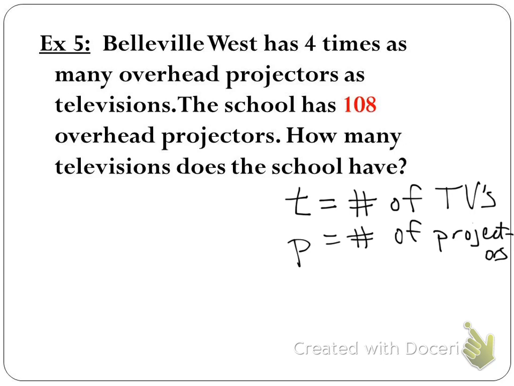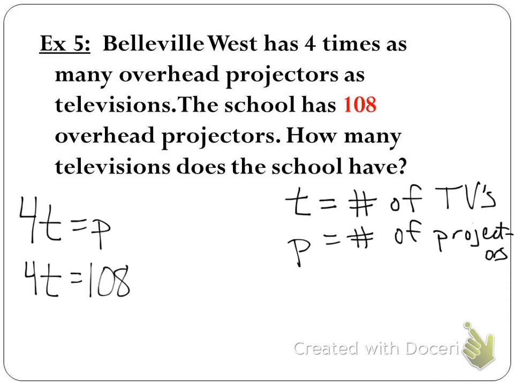Four times as many overhead projectors as televisions. So are there more projectors or more televisions? More projectors. So if you wanted to write an equation, it'd be 4 times T equals P. If you start with TVs, you have to multiply it by 4 to equal the number of projectors. Everybody still with me? Now, which one do we know right now? 108. Is that T or P? P.